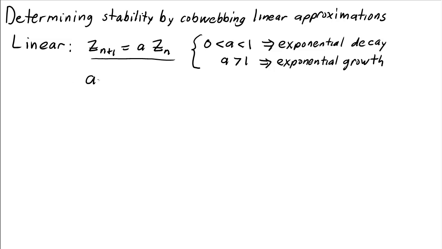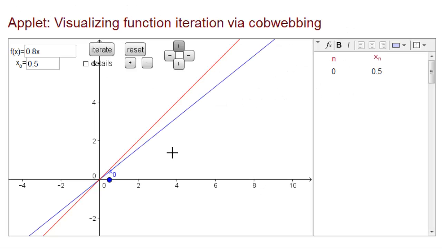What if a is equal to 1? Or what about the case when a is negative? To examine these questions, you can try cobwebbing to see what happens. In this cobwebbing applet, I've had to use x for Zn. So this case right here is the case where Zn+1 = 0.8 times Zn.